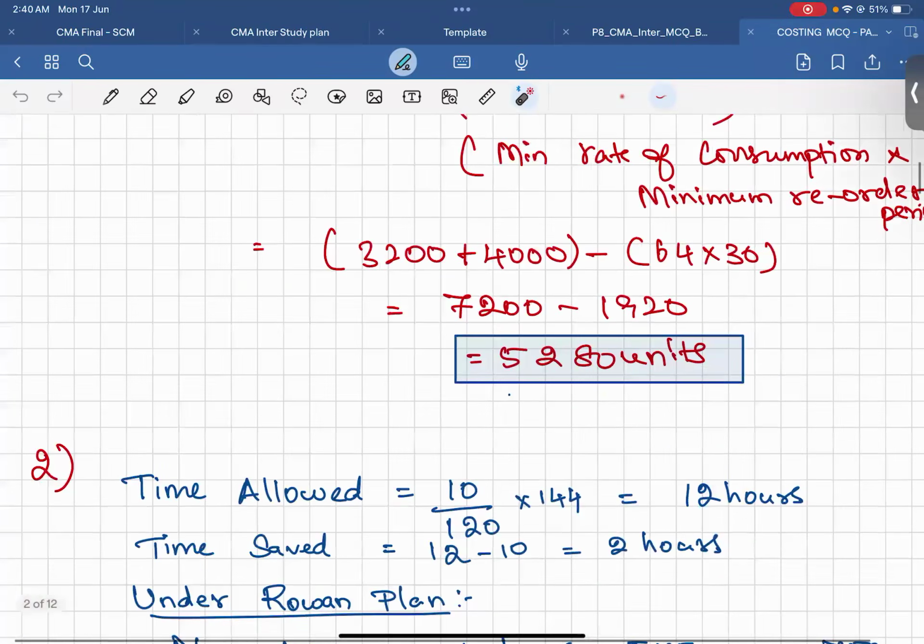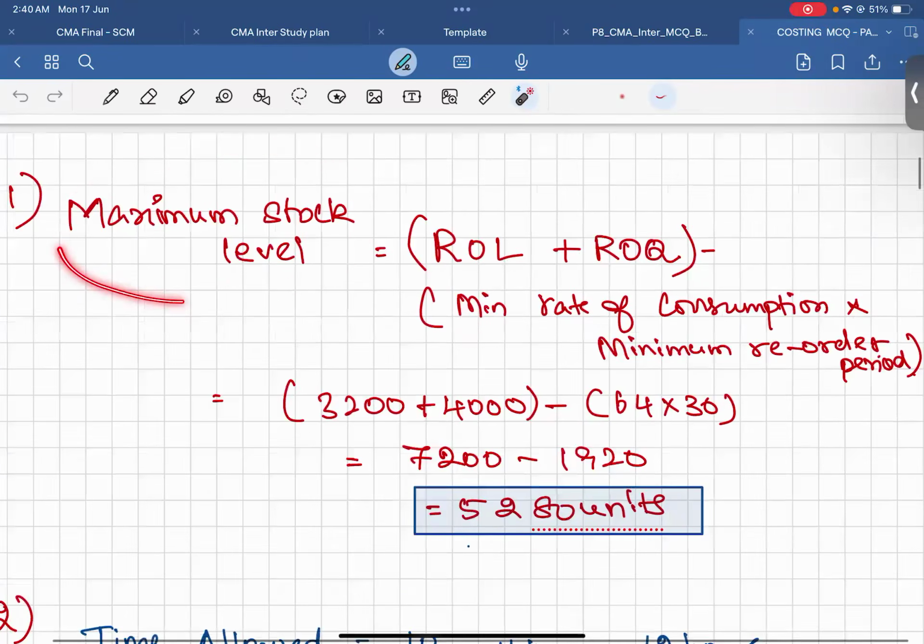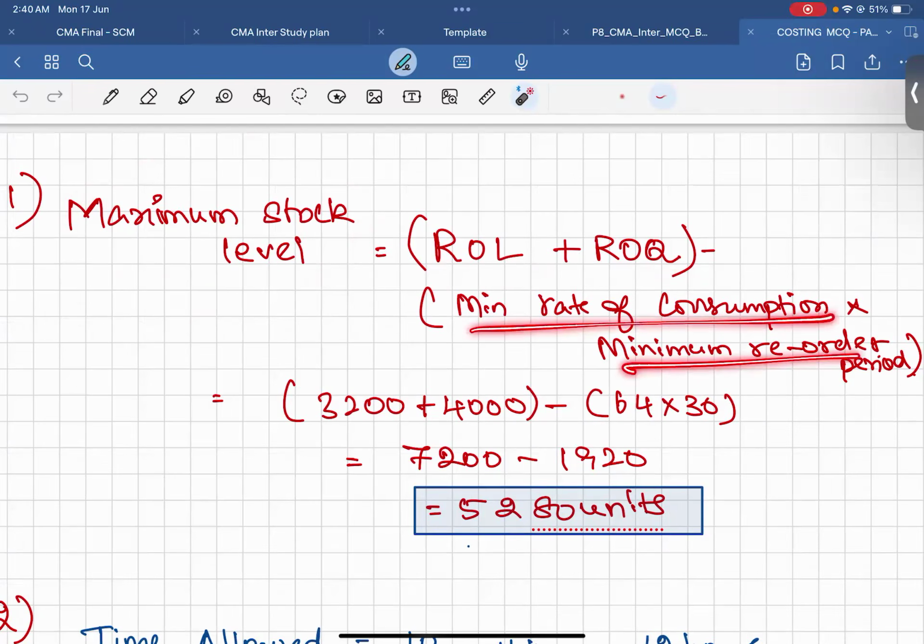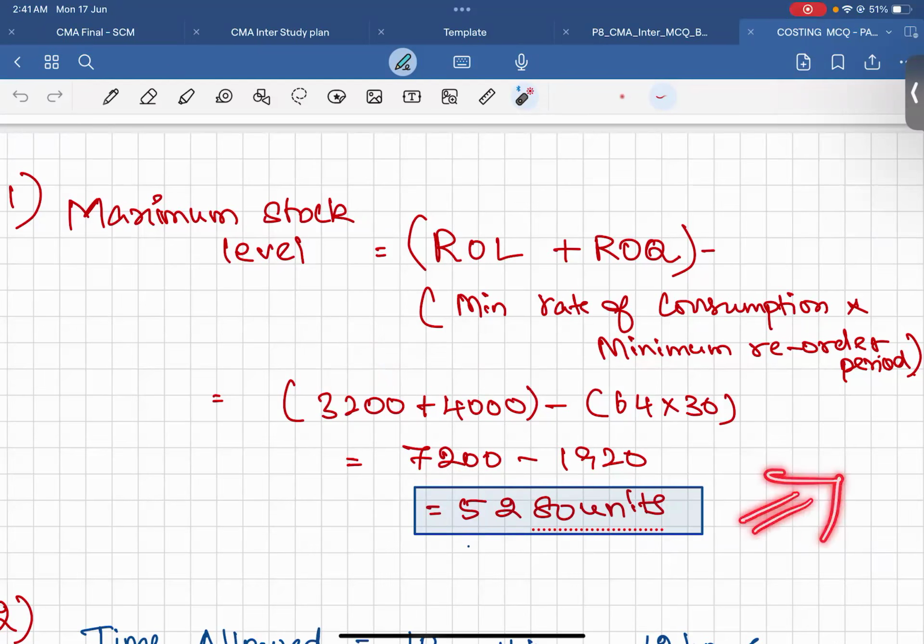First, maximum stock level. The formula is ROL plus ROQ minus minimum rate of consumption into minimum reorder period. So ROL is given 3,200, ROQ is given 4,000, and minimum consumption rate is given 64, and minimum reorder period is given 30. So if you add this, it will become 7,200. If you multiply this 64 into 30, it will become 1,920. And if you subtract this, it will become 5,280 units.